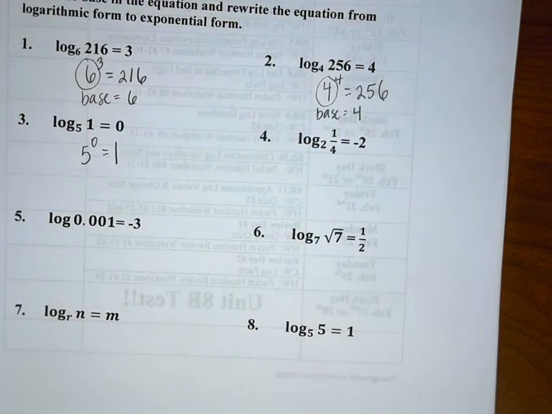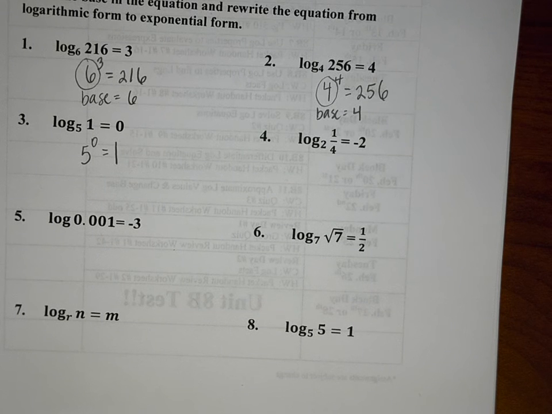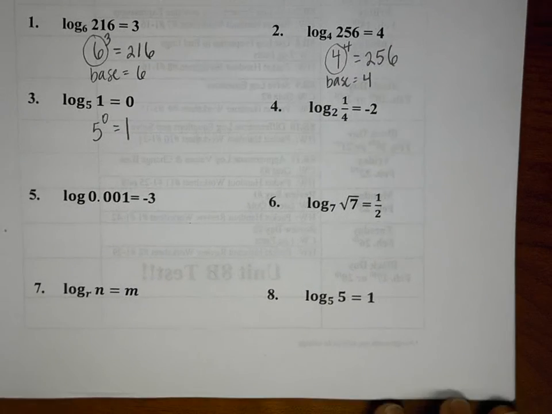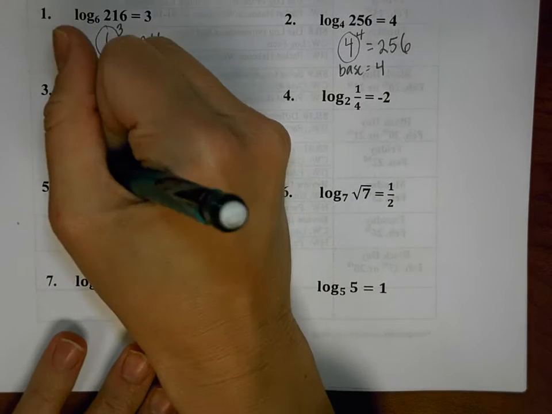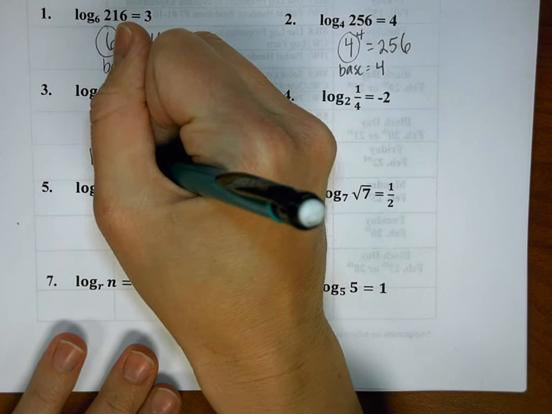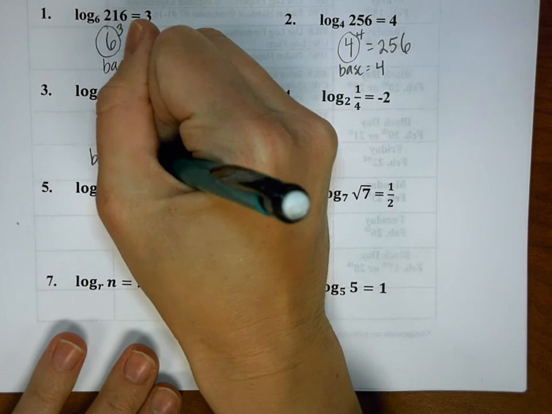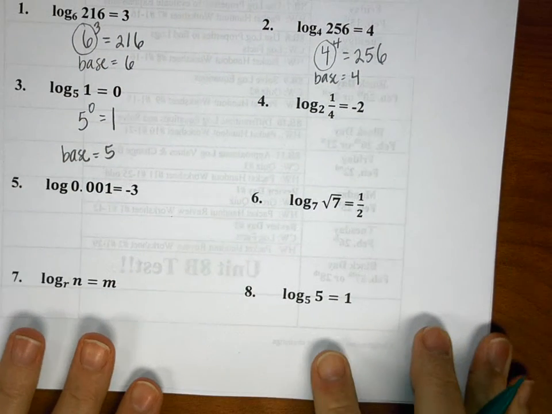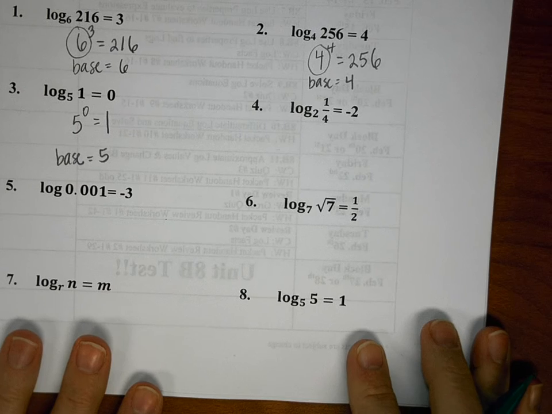And if you notice, all of these are making true statements, are they? 5 to the 0 power does equal 1. 4 to the fourth power does equal 256. Okay, and what is my base on example 3? 5. Good. You were just too quick for me. Okay, number 4. How do I rewrite that one?